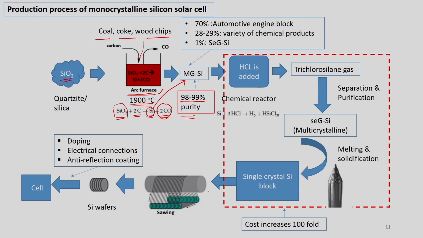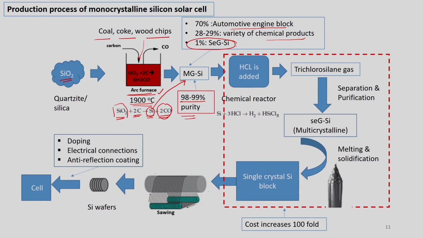So, this metallurgical grade silicon cannot be used for making solar cells. So, we need to do something to upgrade its quality. But there are multiple applications of metallurgical grade silicon. In automotive industries, like engine blocks, 70% of it is used, and about 28 to 29% is used in making a variety of chemical products, and only 1% is used for making semiconductor grade silicon.